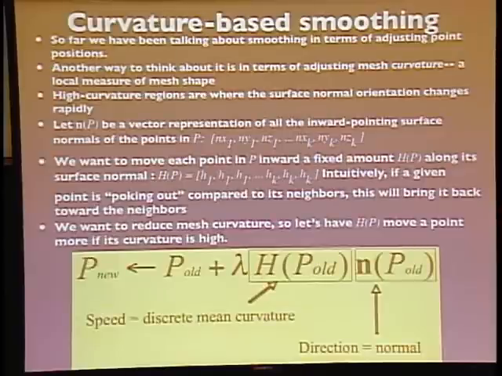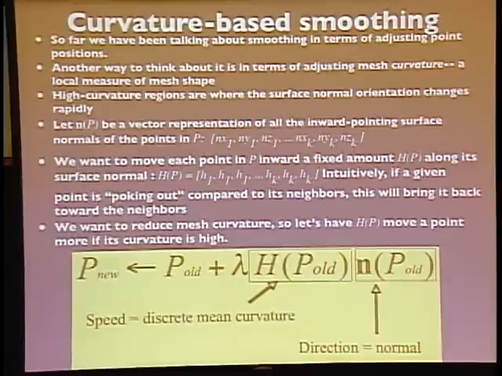So high curvature regions are where the surface normal, everyone knows what the surface normal is? If you have a surface, the tangent plane is the tangent to it, and the surface normal is perpendicular to that tangent. High curvature regions are where that surface normal orientation changes very rapidly, and that should be intuitive. If the surface is undulating a lot, then as you move from point to point, the surface normal is changing from one direction to another very quickly.